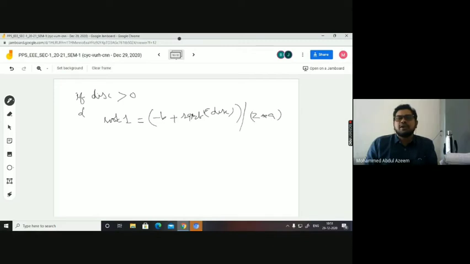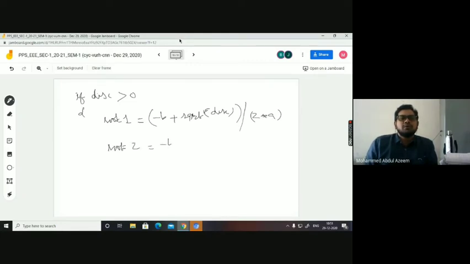See, I should give it in parentheses. If I don't give it in parentheses, what happens? This whole will be divided by 2 and a will be multiplied. But we don't want it like that. We want 2 and a to be multiplied first, then it has to go as a divisor. For that, we need to give it in parentheses, right? So, root 2.